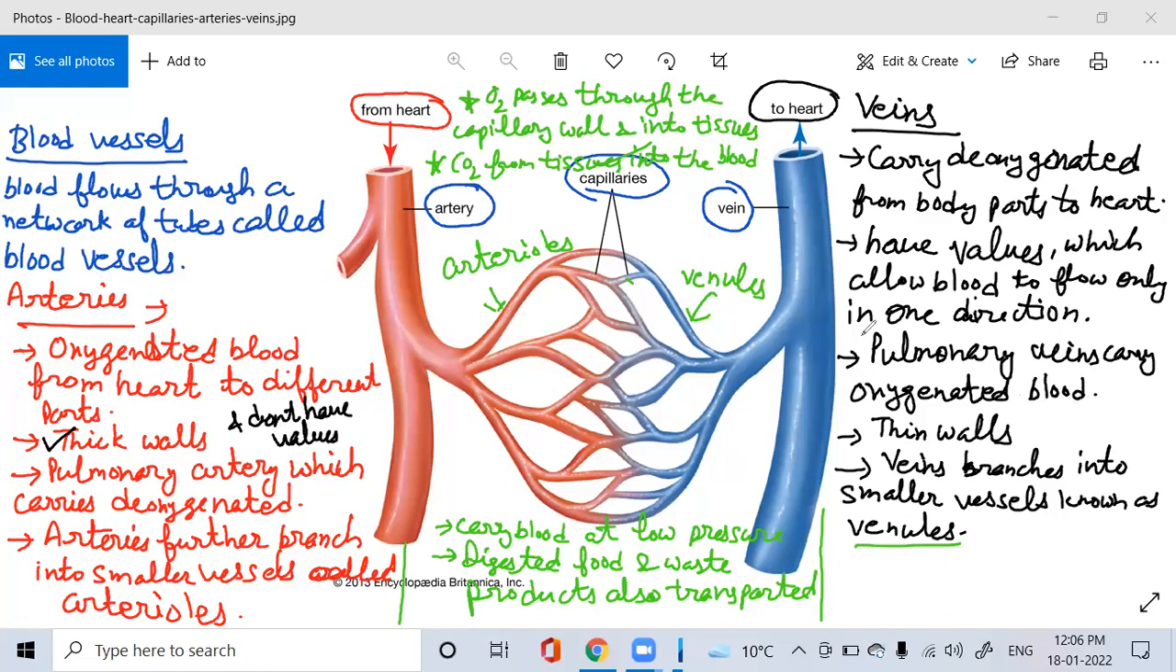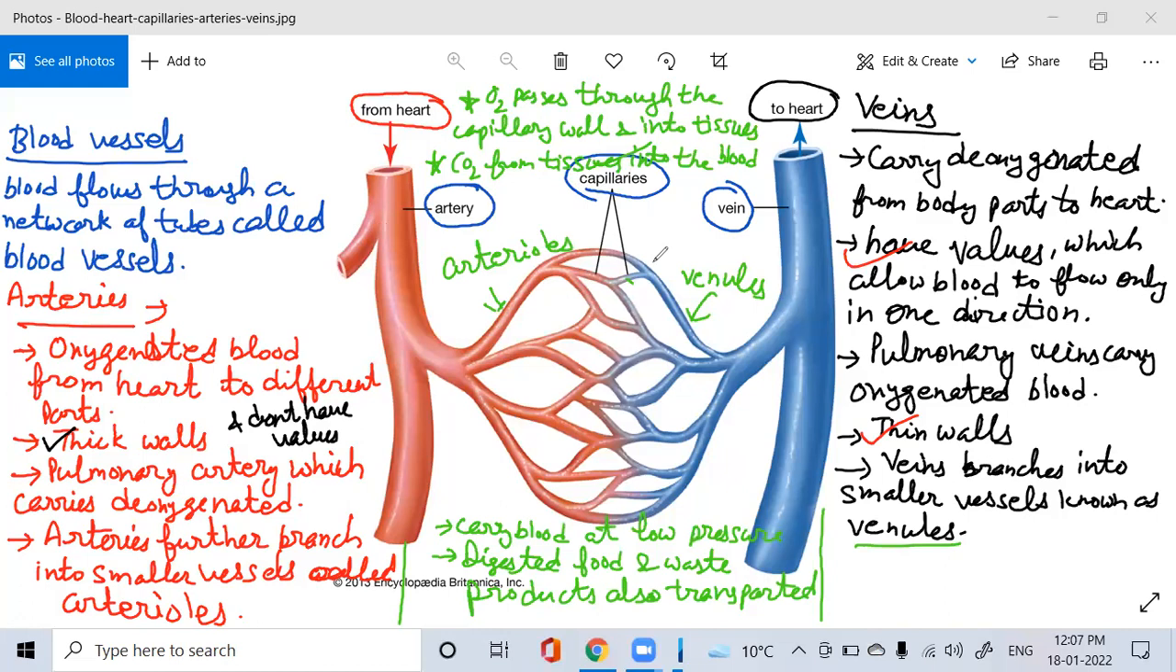Now, if I come to the structure of veins, what can I say? They have thin walls, right? And they have valves that prevent blood from flowing in the backward direction. And if I talk about capillaries, their walls are only one cell thick. They do not have valves either, and the walls are only one cell thick.